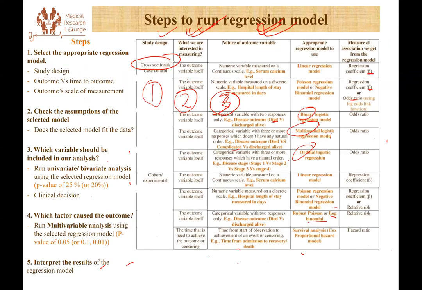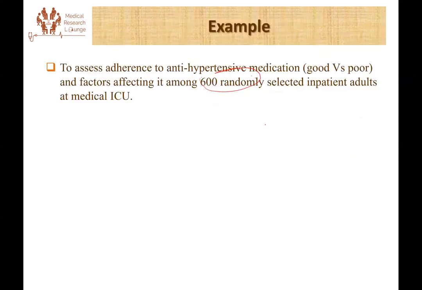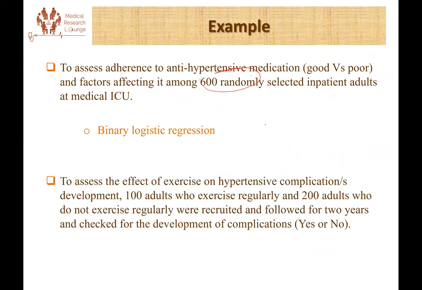Here is a cross-sectional design. And we're trying to assess the outcome itself, and our outcome is adherence to antihypertensive medication. And it says it's measured on a binary scale, right? Either good or poor. So the proper type of regression model to use is the binary logistic regression model. Thank you so much. One last question.